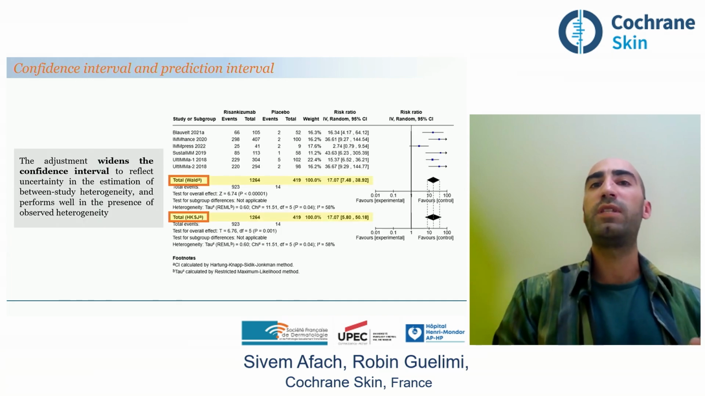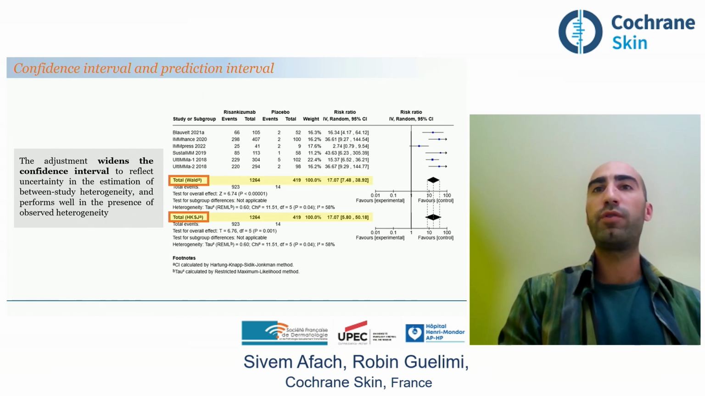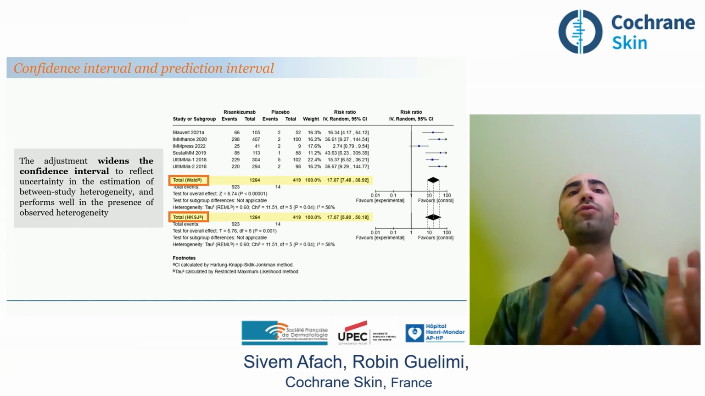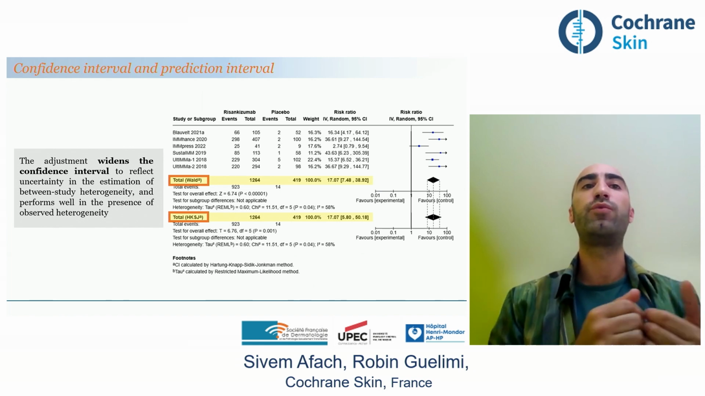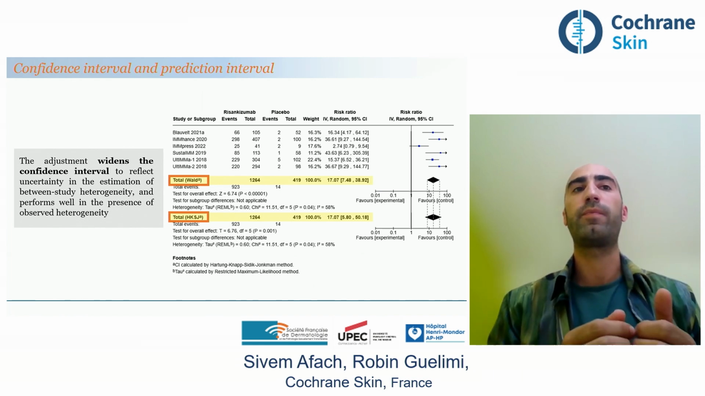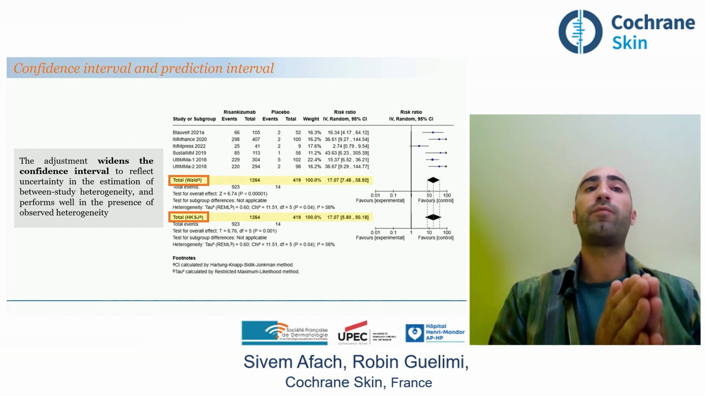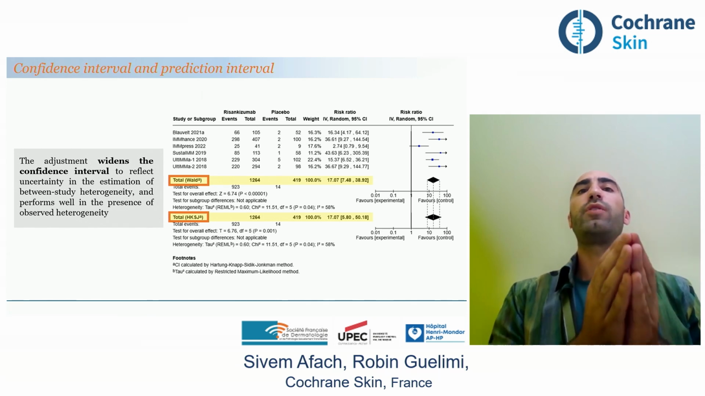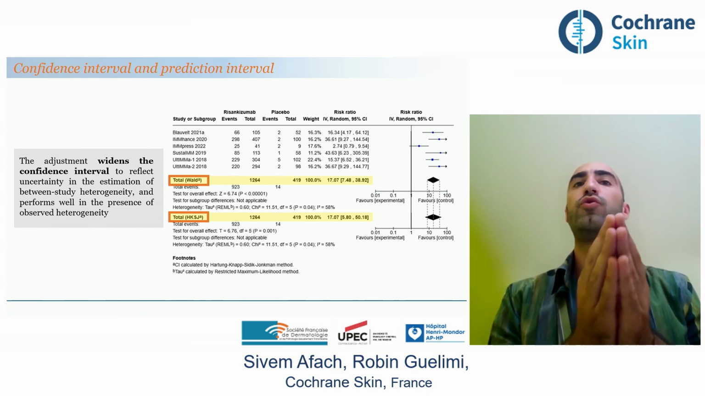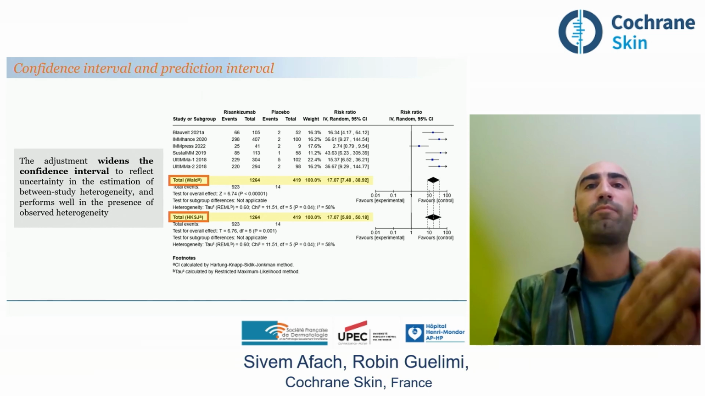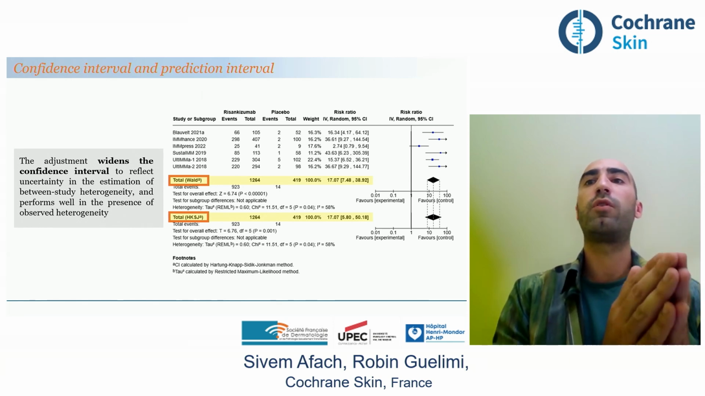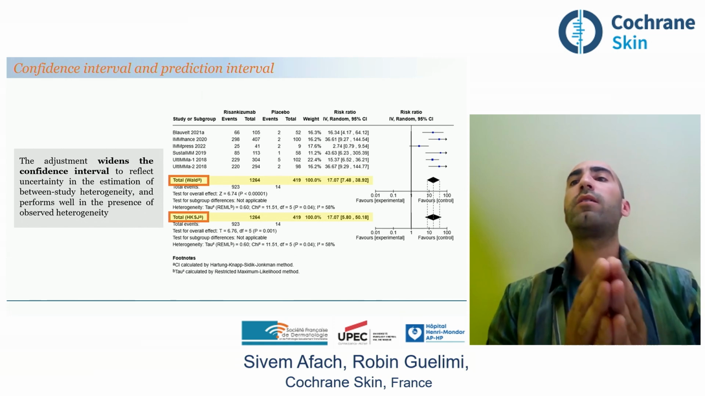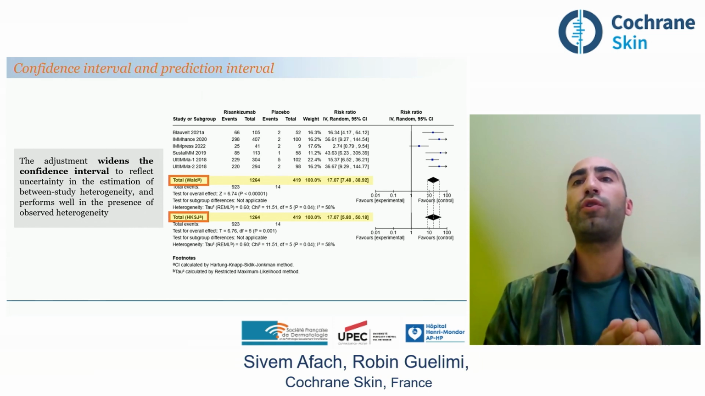With the Hartung-Knapp-Sidik-Jonkman method, the adjustment widens the confidence interval to reflect the uncertainty in the estimation of the between-study heterogeneity, tau square. And this method performs well in the presence of observed heterogeneity. We can see here in this example the two methods, the Wald-type method and the Hartung-Knapp-Sidik-Jonkman method, with the second one providing a wider confidence interval compared to the first.